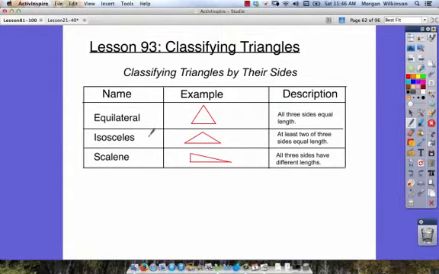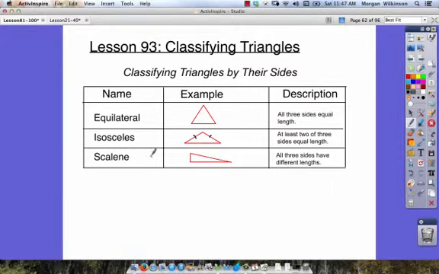An isosceles triangle looks like this, potentially, and the description for an isosceles triangle is a triangle that has at least two of three sides equal lengths. So this one has two sides that are equal length. They must be here and here, the two diagonal sides. But notice the definition for isosceles: at least two of three sides equal length. So if three of three sides were equal length, like an equilateral triangle, that would also be an isosceles triangle.